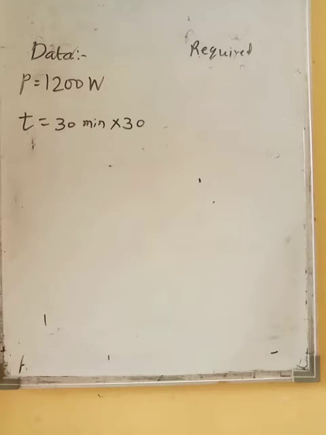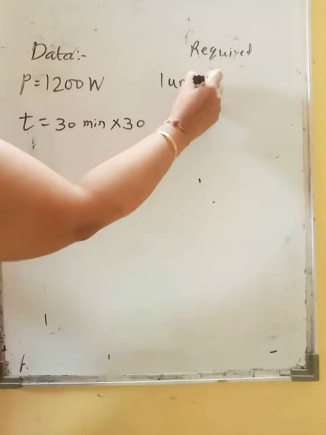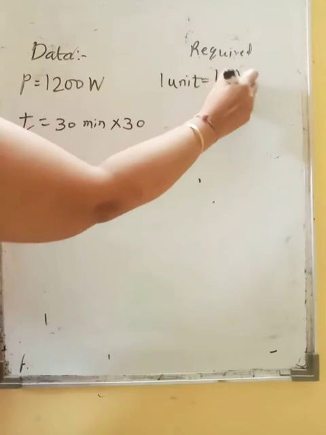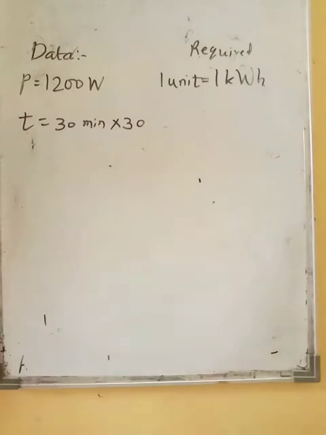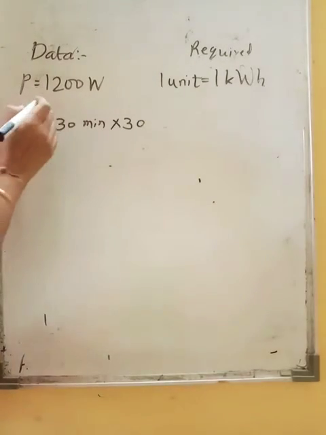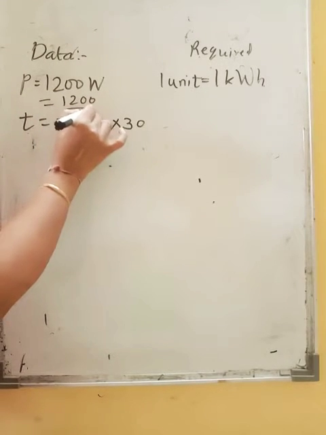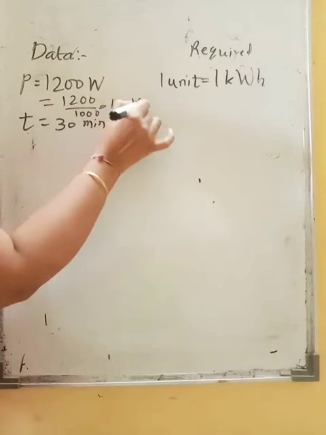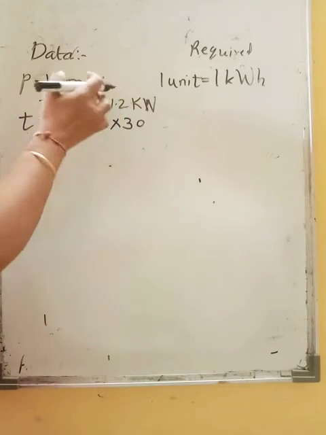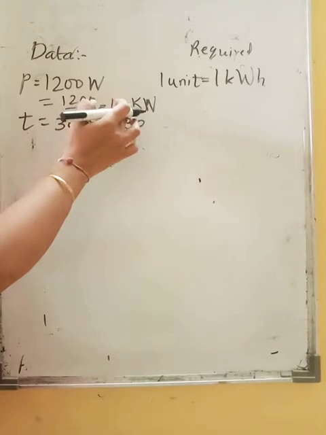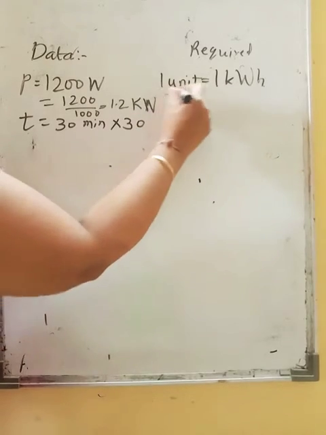So kilowatt hour. Remember that 1 unit is nothing but 1 kilowatt hour. So children, we will convert into kilowatt and hour. Okay, so this is in watts. So how many kilowatts will be there? 1200 divided by 1000. That is 1.2 kilowatts. Like 1200 grams means 1 kilo 200 grams. Same way here, 1200 watts is 1.2 kilowatts.